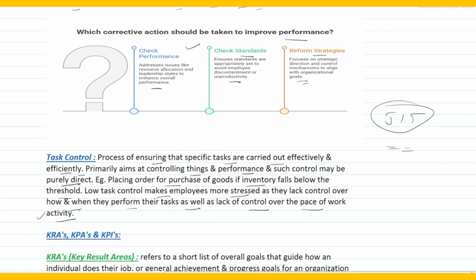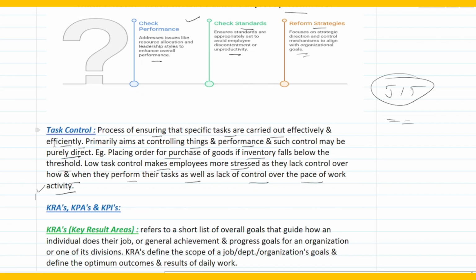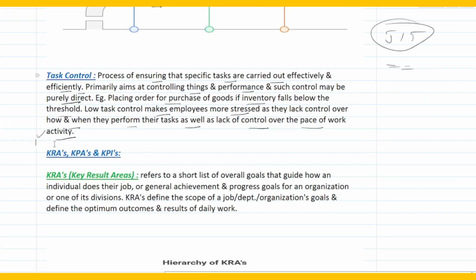Fine. Then you come to the most important part of the chapter, which is a part of the task control, and these are called KRAs, KPAs and KPIs, right? So let's start with the first one, that is KRAs. KRA means key result areas, right? What do you mean by KRA? That is key result area.